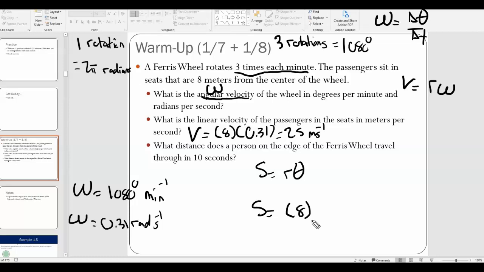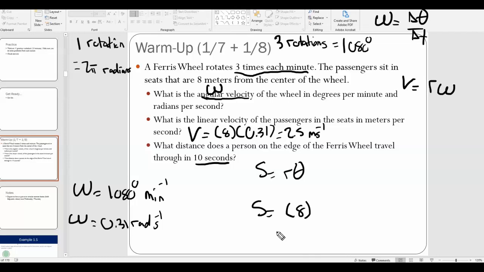But now we have to be careful to read the question carefully. Because we need to figure out what is the angular displacement in this situation. We're asked what distance does a person travel through in 10 seconds. Okay, so in other words, what is theta going to be? What is the angular displacement going to be in 10 seconds in radians?